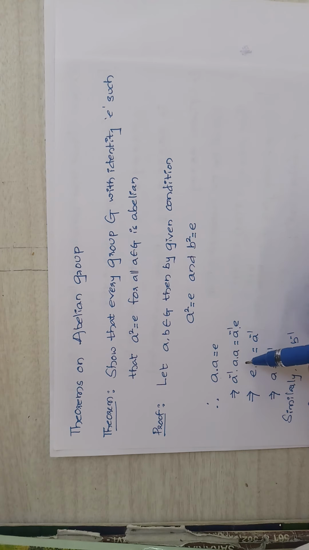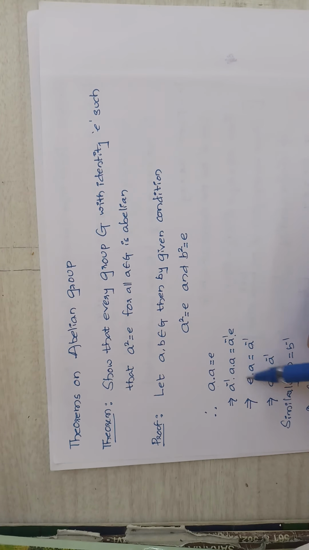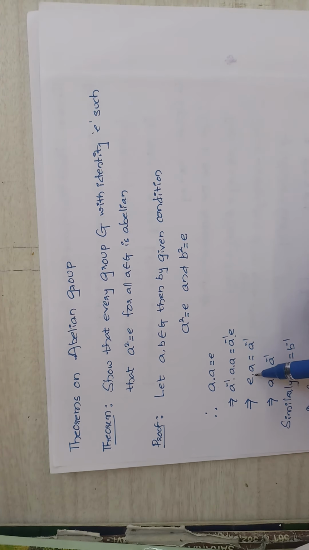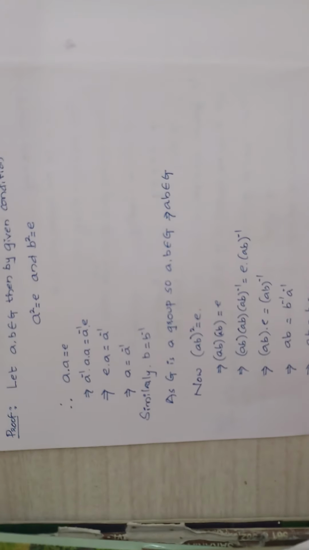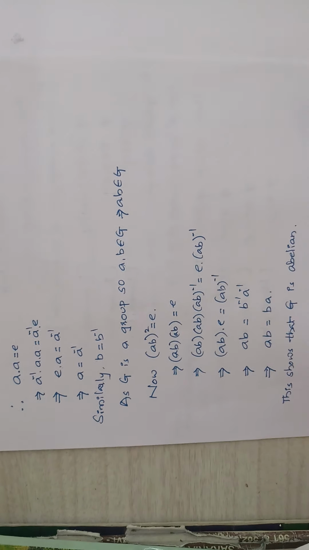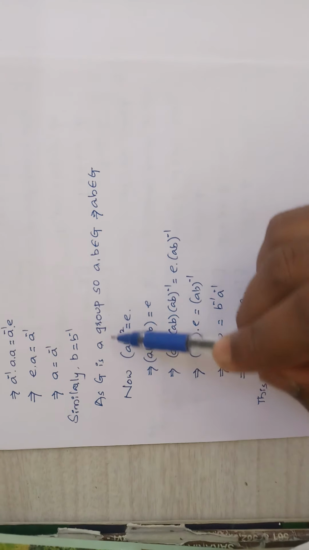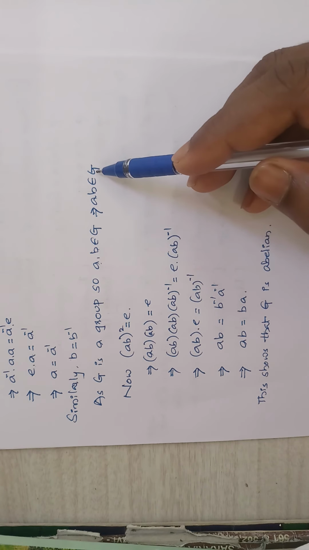Later I multiply A inverse on both sides, then it becomes A inverse into A is equal to A inverse into E. Using the inverse law, A inverse into A is equal to E, and A inverse into E is equal to A inverse using the identity law. So it becomes A is equal to A inverse. Similarly, we can get the result B is equal to B inverse. As G is a group, A, B belong to G implies that the product of these two also belongs to G.